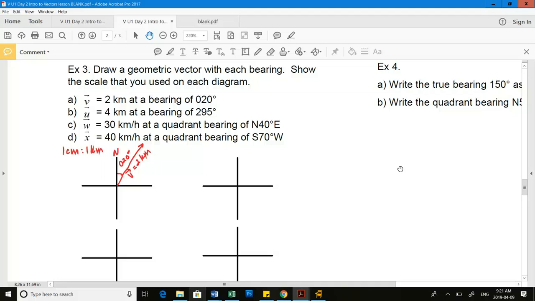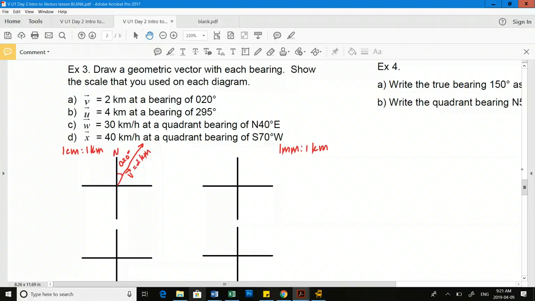Yep, you can do that too. So if you want, yeah, you can make 1 centimeter 2 kilometers and then just draw a line that's 1 centimeter. I think for the second one, because we have to do 4 kilometers, you could even do something like 1 millimeter is equivalent to 1 kilometer. And then you can just draw something that's 4 millimeters.